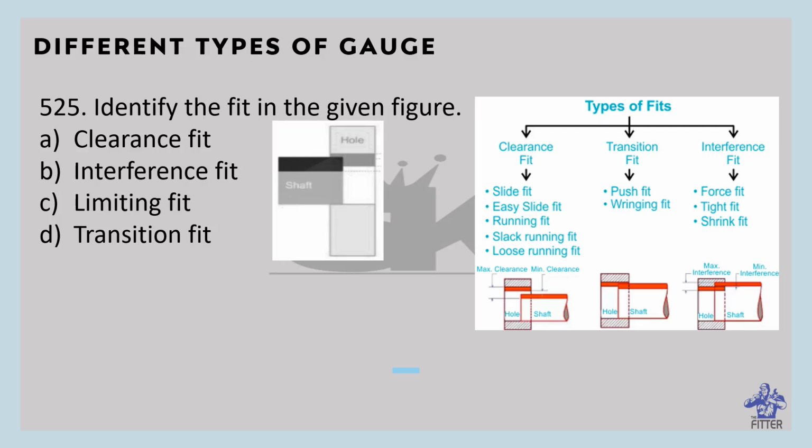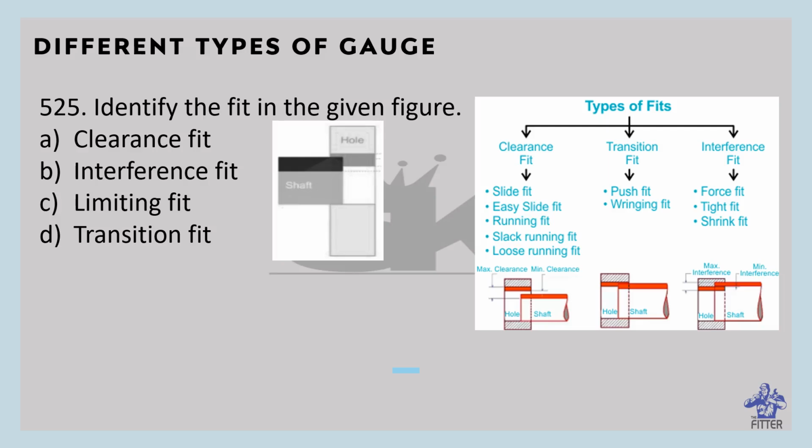The second one is the transition fit. It may sometimes provide clearance and sometimes interference, so it is in between clearance and interference. Here the tolerance zones of the hole and shaft will overlap each other.